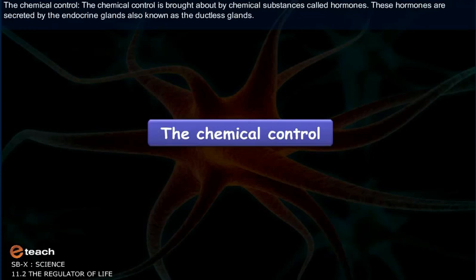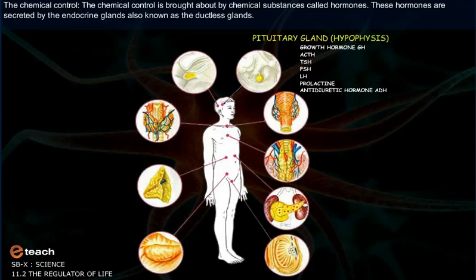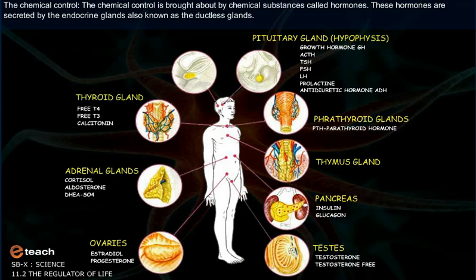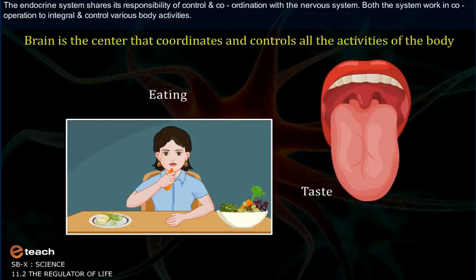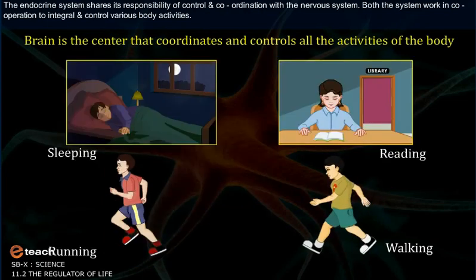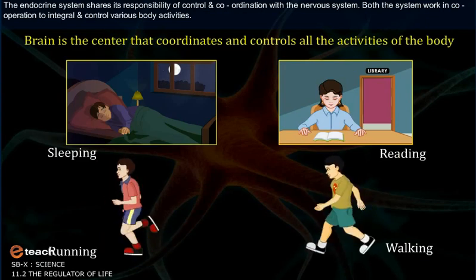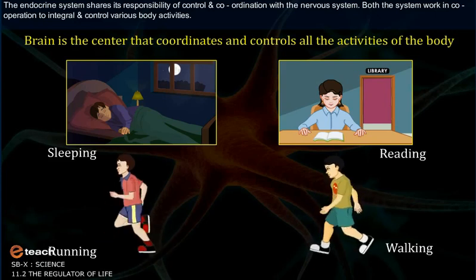The chemical control. The chemical control is brought about by chemical substances called hormones. These hormones are secreted by the endocrine glands, also known as the ductless glands. The endocrine system shares its responsibility of control and coordination with the nervous system. Both the systems work in cooperation to integrate and control various body activities.